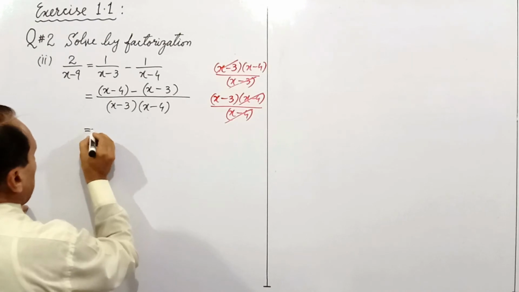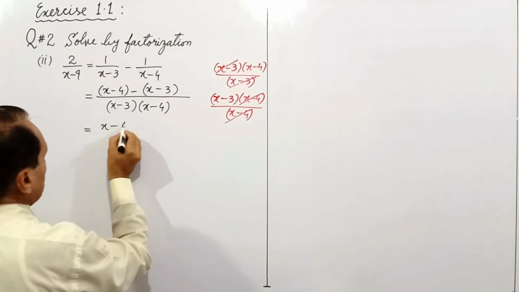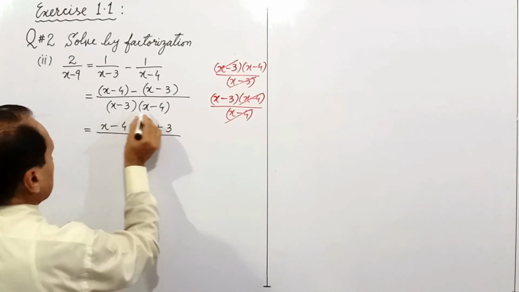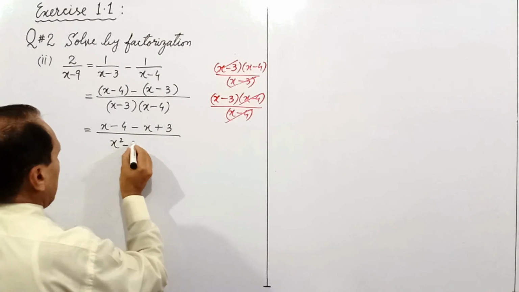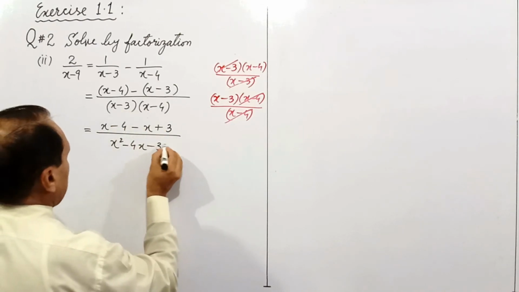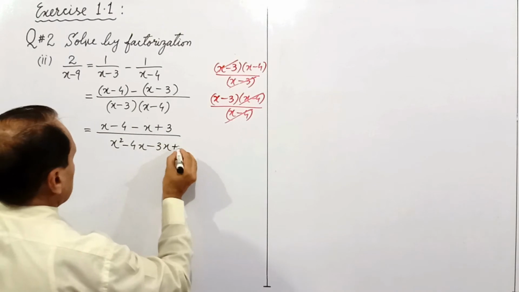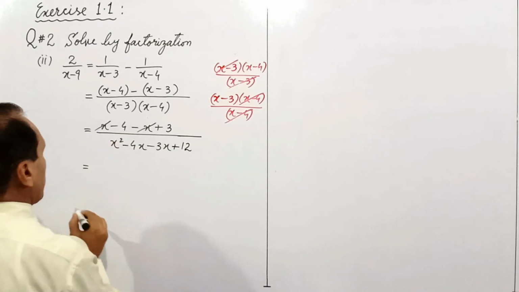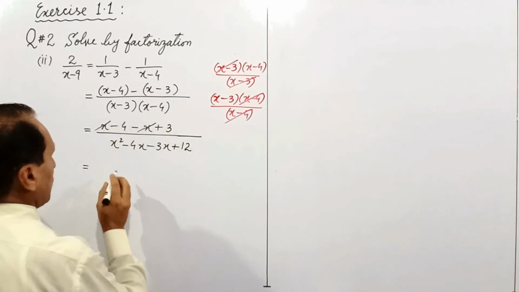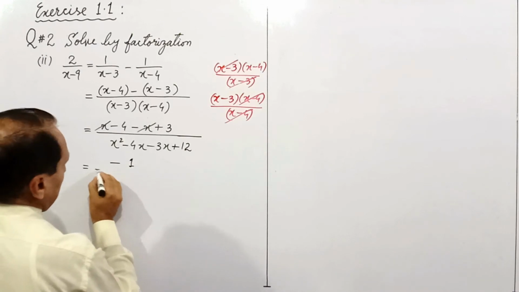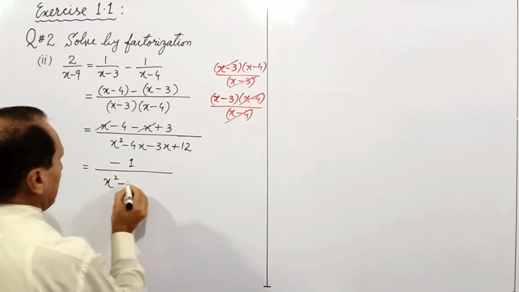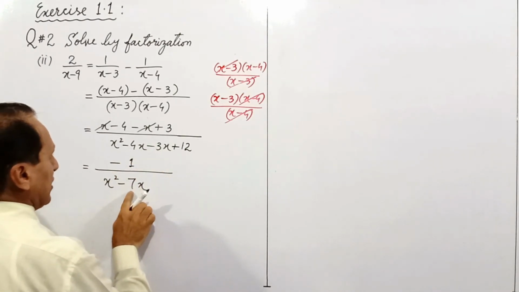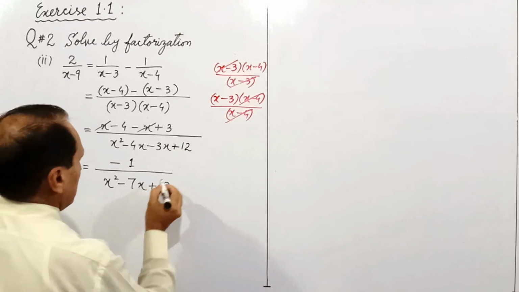Now we simplify in the next step. x minus 4 minus x minus minus plus 3 divided by x into x, x square, x into minus 4 is minus 4x, minus 3 into x is minus 3x, minus minus plus 3 fours are 12. X like terms, different signs, they are cancelled. Minus 4 plus 3, we have minus 1 in the numerator, and in the denominator x square minus 7x. Like terms and same signs, we do addition. Minus 4 minus 3 is minus 7, plus 12 as a third term we have.